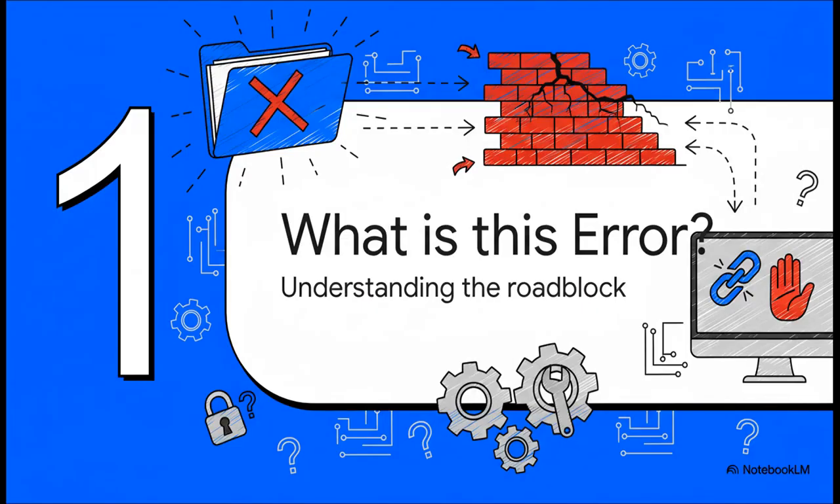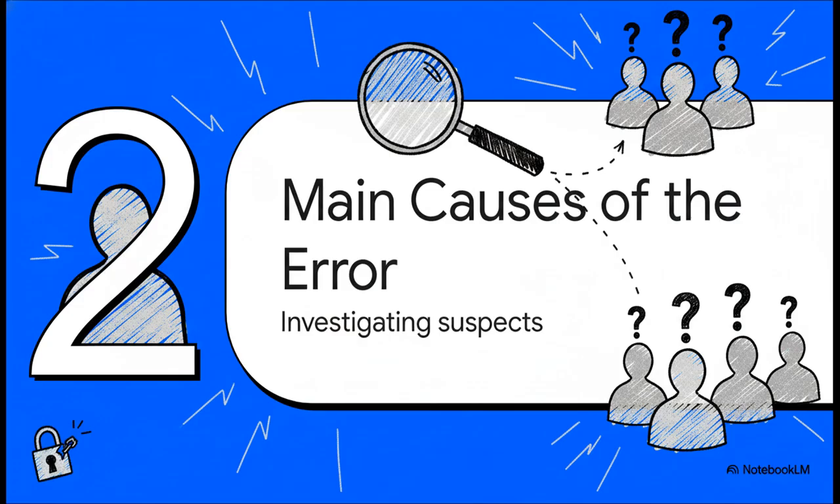So what's really going on here? What is Windows actually trying to tell us? Well, think of this message as Windows's way of throwing its hands up and saying, hey, I see what you're asking for, but something is physically blocking me from getting to it. Our job is to figure out what that something is. Okay, so before we can fix anything, we gotta play detective for a minute. This error can pop up for a few different reasons, so let's go ahead and investigate the usual suspects.